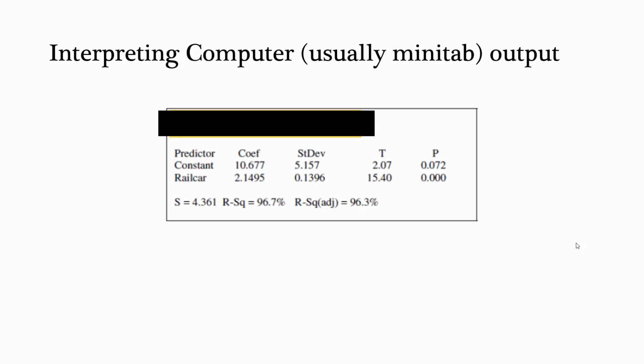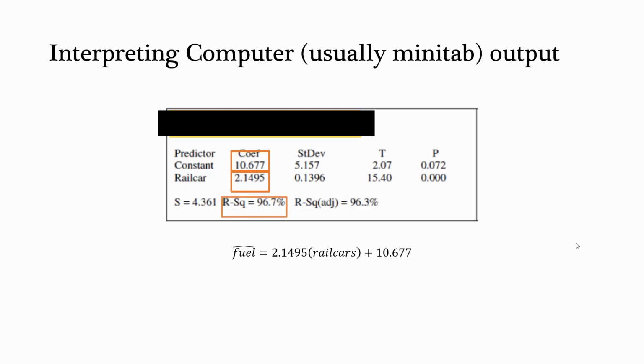What if that was blacked out? We could actually still write the regression equation given some of these values in the table. So let's look at this. The coefficient for the number of rail cars, the number that you're multiplying the number of rail cars by in your equation, that is the slope. So 2.1495, that's the slope. And the constant coefficient in the equation is the y-intercept. So those two values right there, the slope and the y-intercept, that's all you need to write your regression equation.